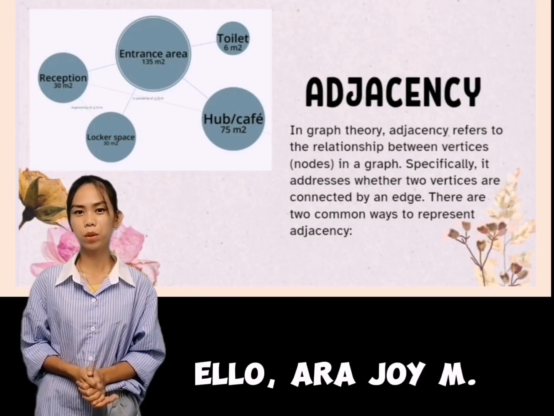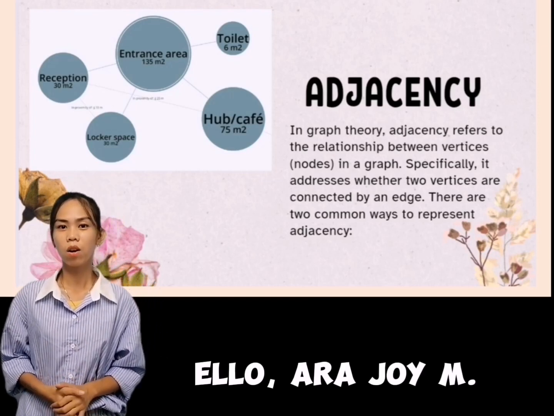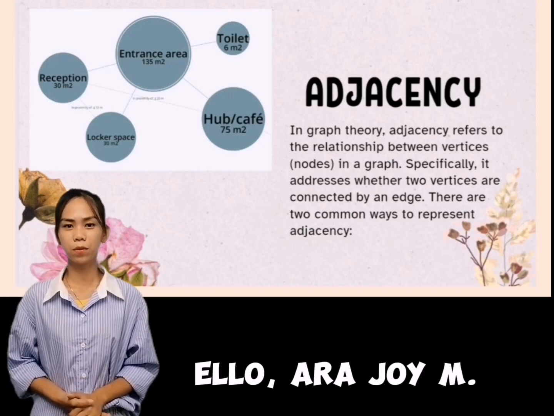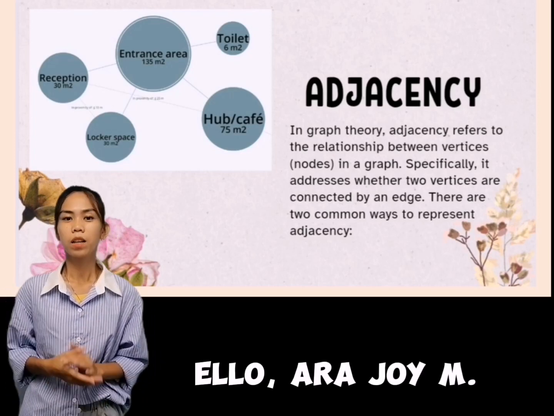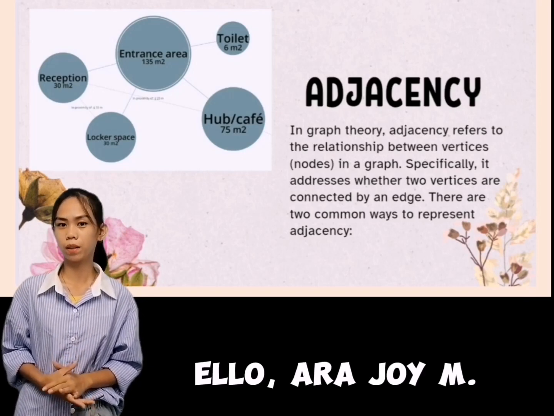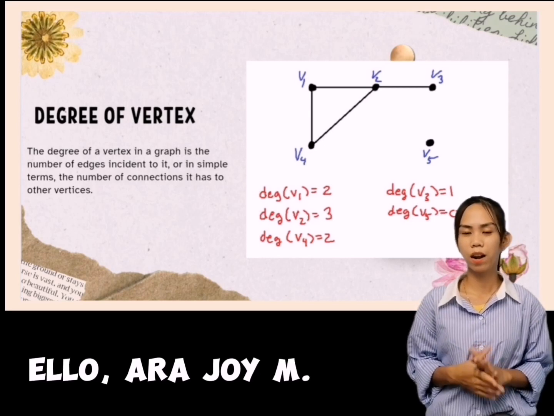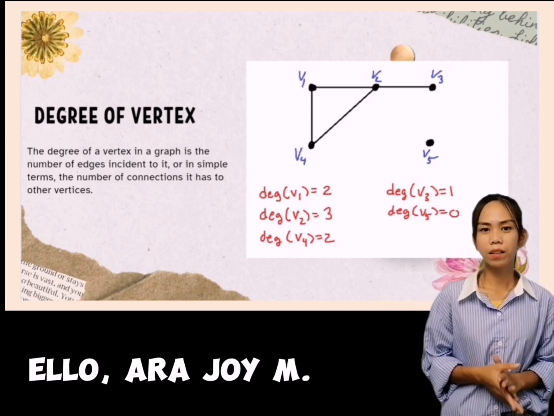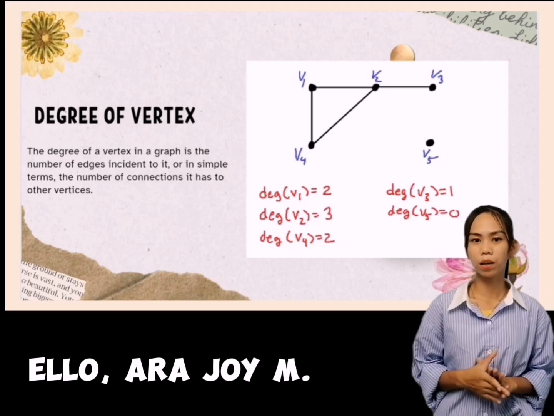Adjacency. In graph theory, adjacency refers to the relationship between vertices or nodes in a graph. Specifically, it addresses whether two vertices are connected by an edge. There are two common ways to represent adjacency. Degree of a vertex. The degree of a vertex in a graph is the number of edges incident to it, or in simple terms, the number of connections it has to other vertices.